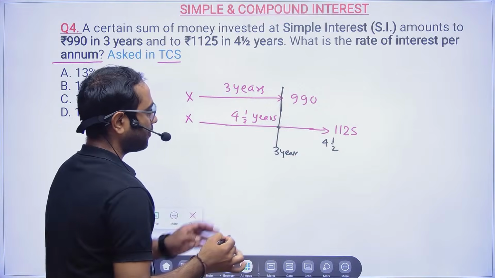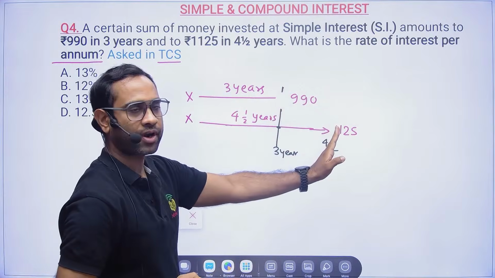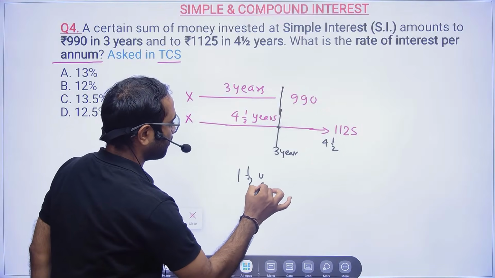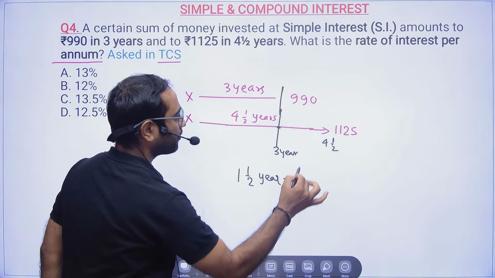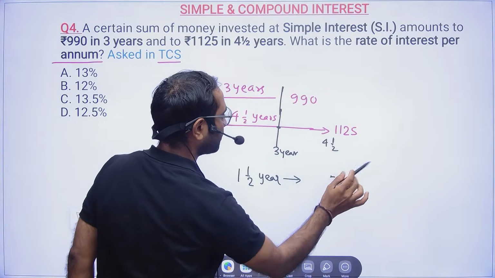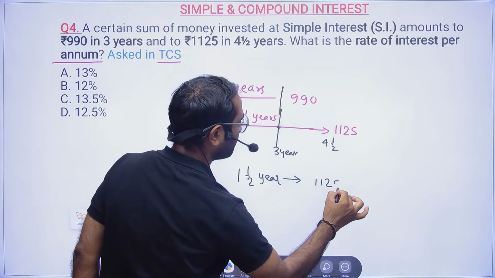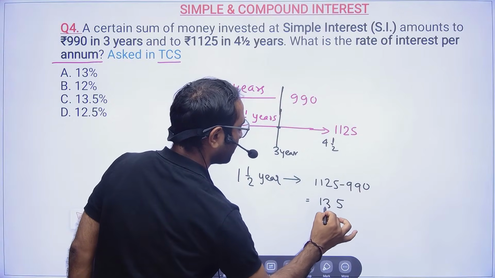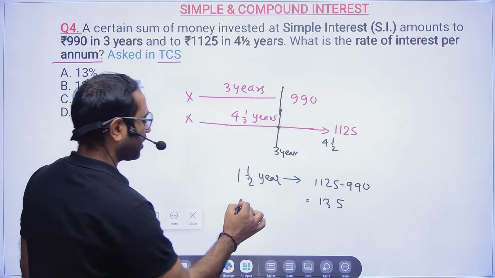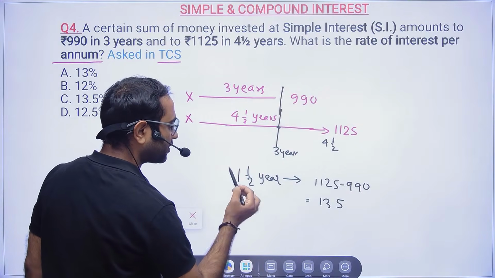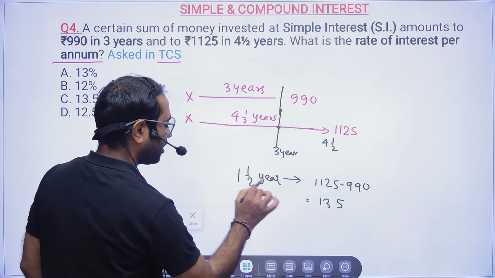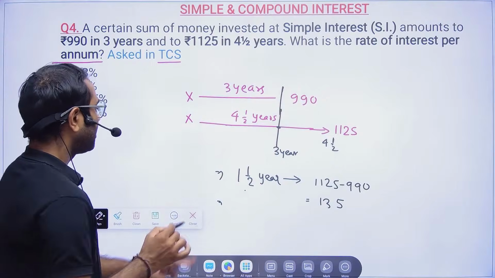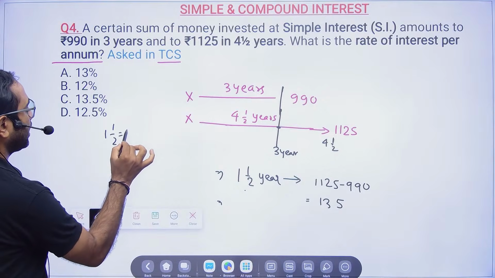That means from 3 years to 4.5 years, that means in 1.5 years, how much interest? It is 1125 minus 990. So the interest is 135, right? In 1.5 years. That means you can also say 18 months. Now, you will have to use your mind a little bit. 1.5 years is nothing but 18 months, right?